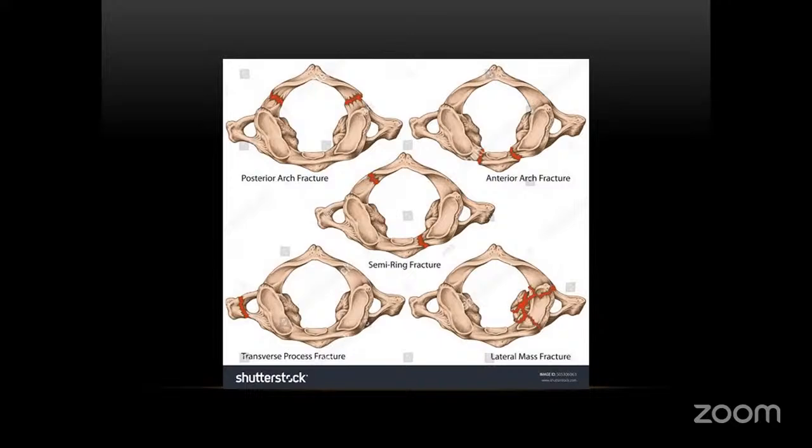Otherwise, there is nothing here that can restrict the movements, except if a bilateral burst fracture or a lateral mass fracture is there. Then the patient can have restricted movement that is related to the fracture. Otherwise, there is no other cause besides muscle spasm.